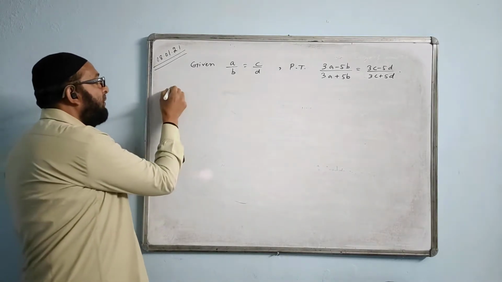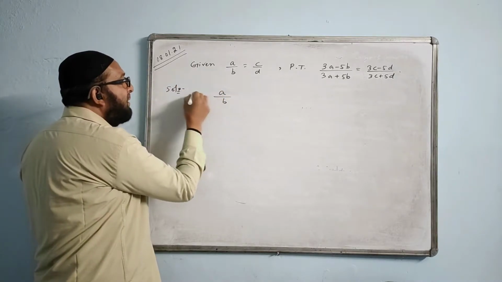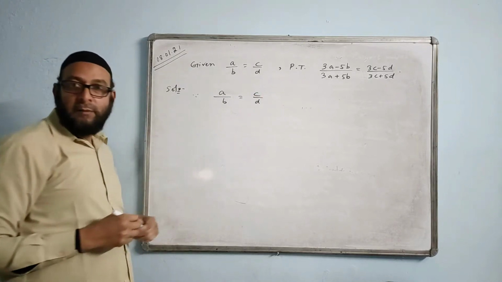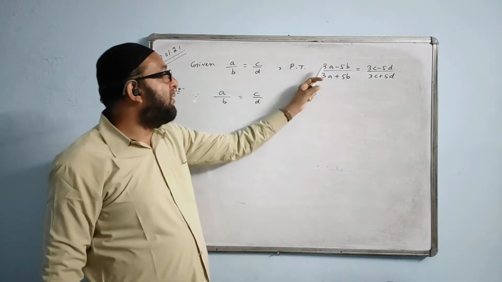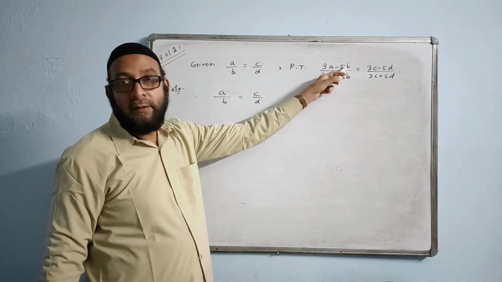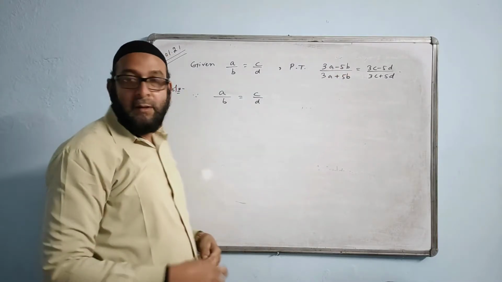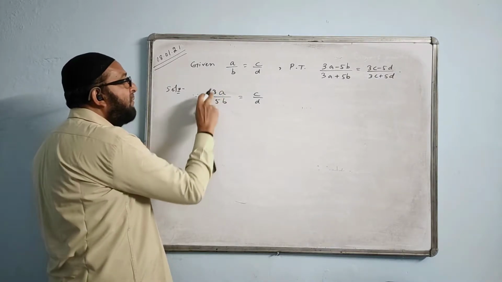We write the answer. Solution. Whatever is given, start with that. Since a by b equal to c by d, we write that first. Now what we have to prove? 3a and 5b. That means a should be multiplied by 3 and b should be multiplied by 5. So here I will multiply by 3 and here by 5.